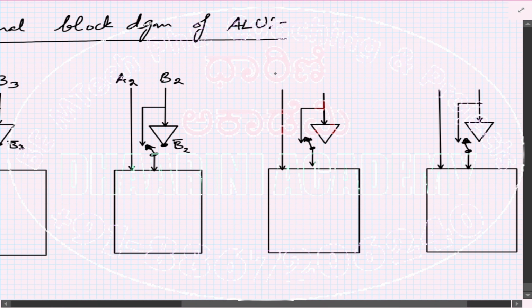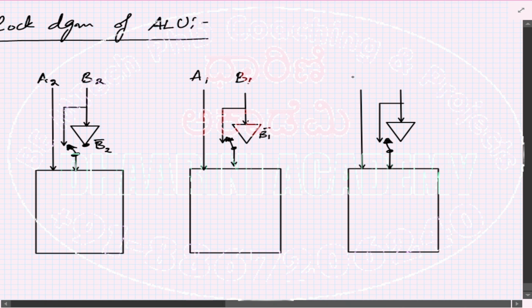Same. This is A1, B1, and here you get B1 complement. Then this is A0, B0. Here you are going to get at this point B0. Okay, so we understood like this.